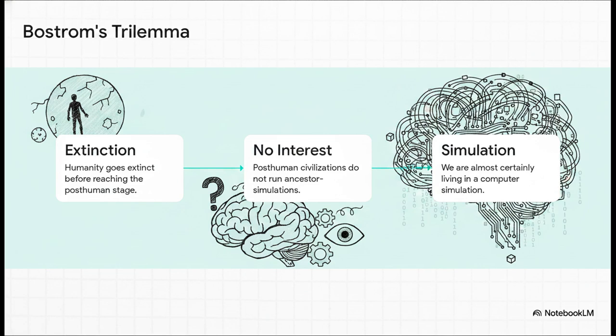Scenario 1, the human species goes extinct before ever reaching that advanced post-human stage. Scenario 2, advanced civilizations simply lose interest in running these ancestor simulations. Maybe they just play immersive video games instead of running complex historical simulations of their ancestors.